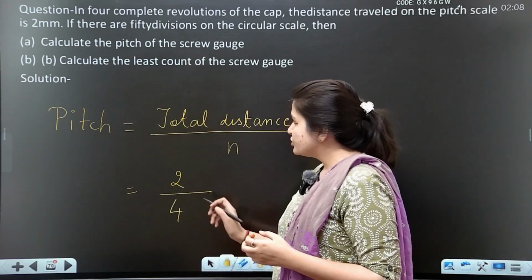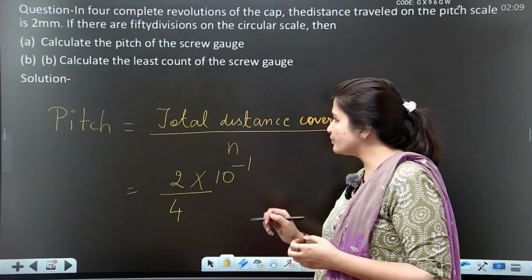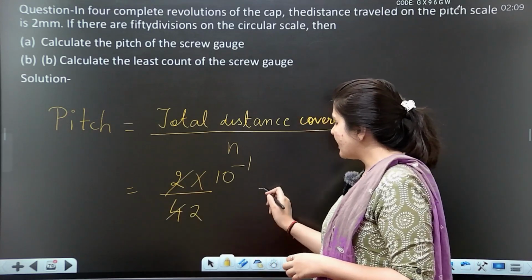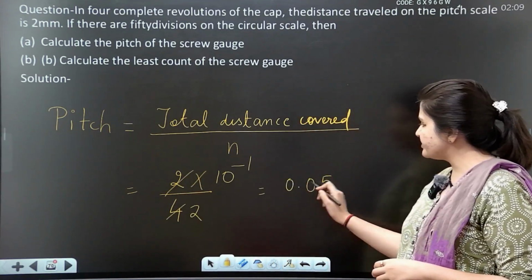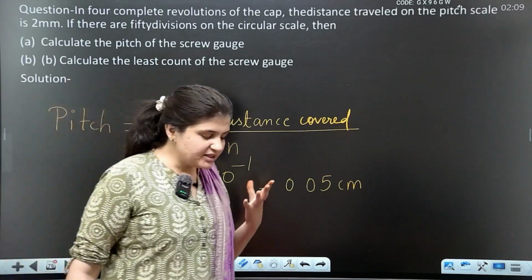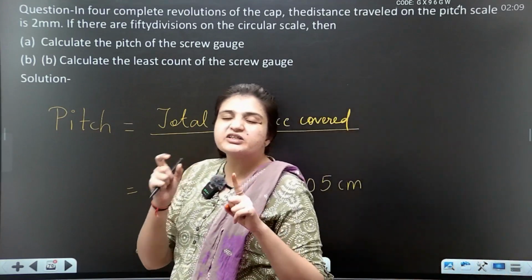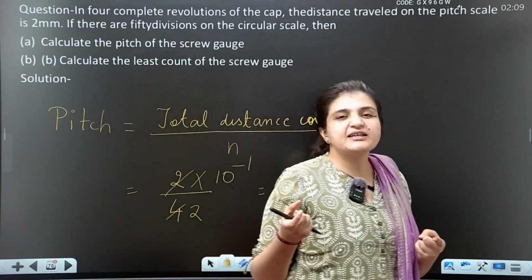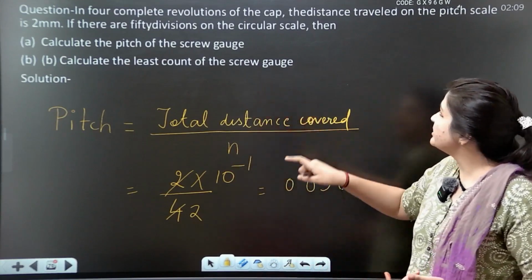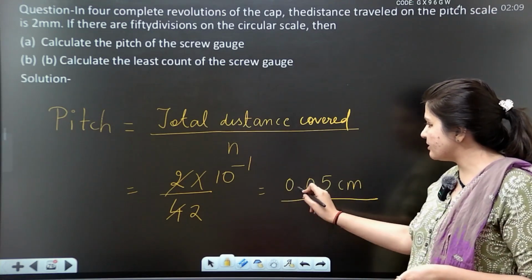4. So 2 millimeter is equal to 2 into 10 to the power minus 1 if we have to give the answer in centimeter. So this comes out to be 0.05 centimeter. So what is pitch? Pitch is basically the total distance covered in one revolution. What is the total distance covered in one rotation? That is equal to the total distance covered in n revolutions divided by n. So this is 2 upon the number of revolutions, which is 4. So this gives a value of 0.05 centimeter.